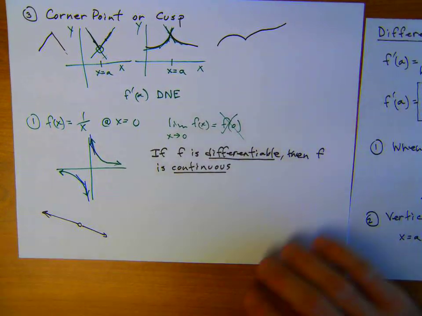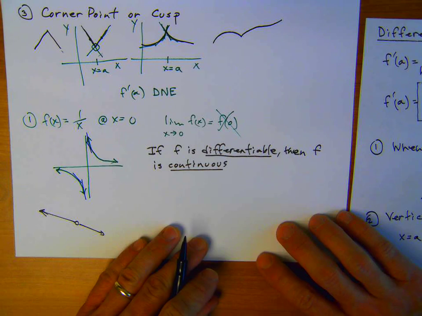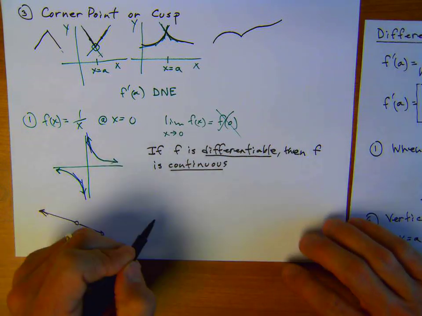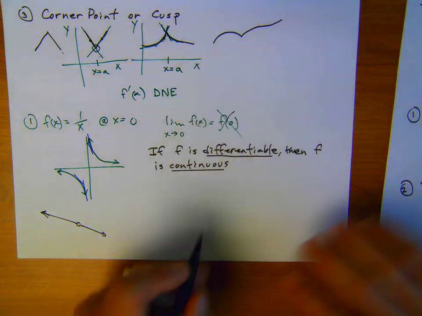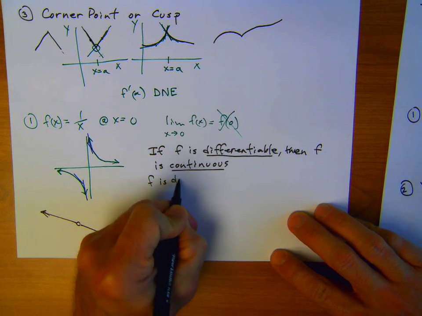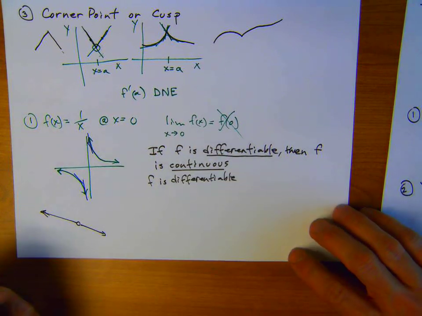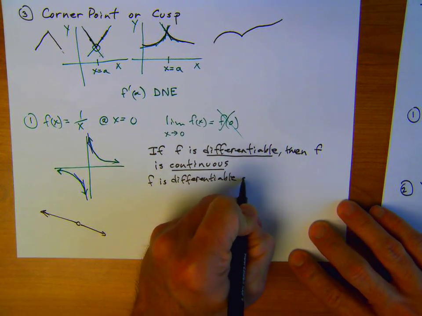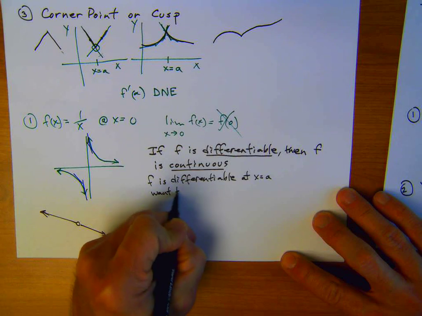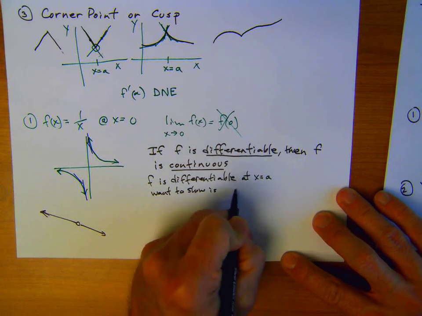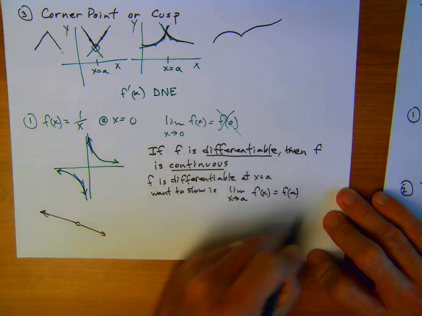All right, so I just want to give you a very brief, somewhat intuitive proof of this. I'm going to use this definition back here to show it. So we're starting off with f is differentiable, I should say differentiable at x equals a. And ultimately we want to show that the limit as x approaches a of f of x equals f of a, right? Because that's our definition of continuity.